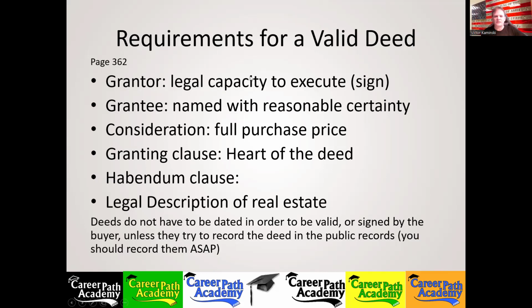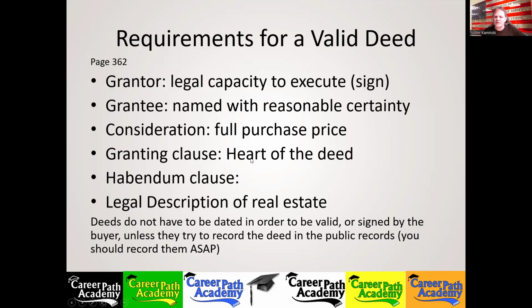Like any contract. The grantee is the buyer. They need to be named in that deed as the one that's going to be taking the ownership interest. They need to be named in the deed because they're not required to sign the deed. So you have to name who you're giving the ownership to when you're the seller and you're signing a deed. The consideration is the full purchase price, which needs to be specified.